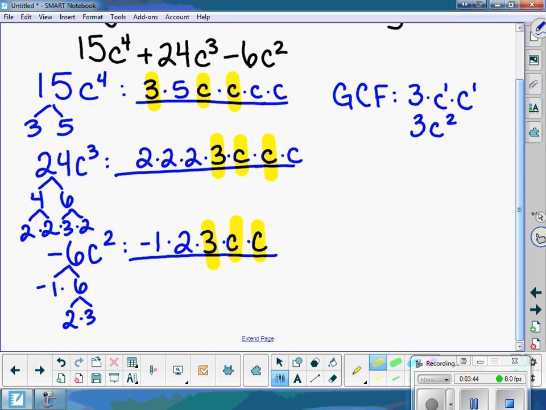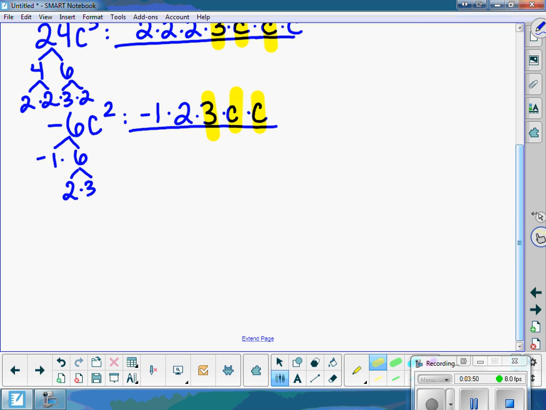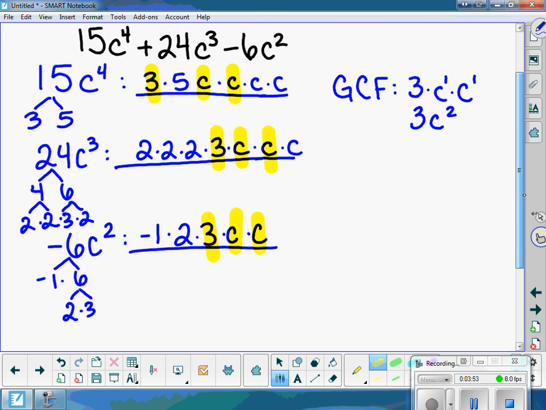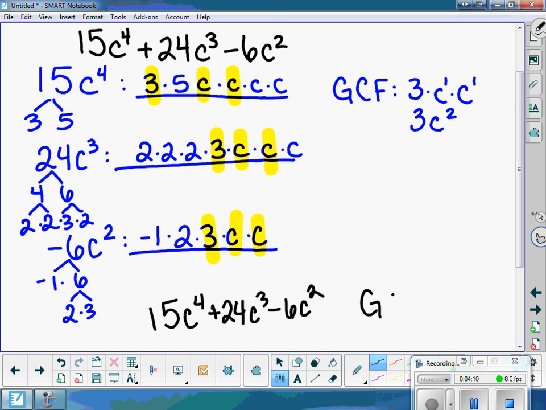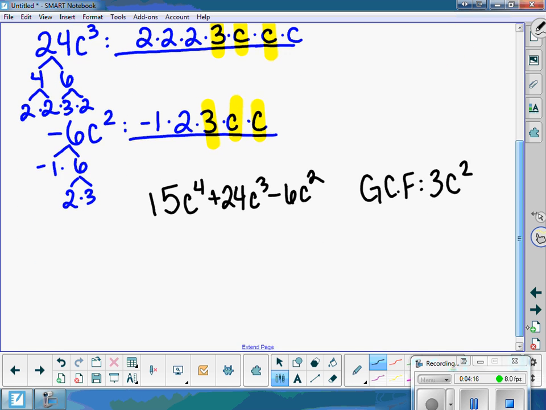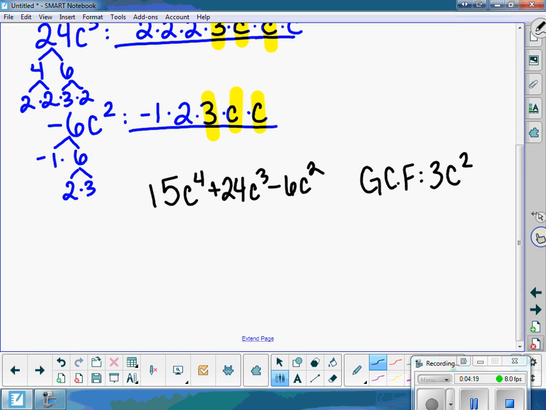Okay, we know the greatest common factor. So now we're going to take our original polynomial, and we're going to factor it. So let me write down the original polynomial. It was 15c to the fourth plus 24c to the third minus 6c squared, with a GCF, the greatest common factor, of 3c squared. So to factor it, let me write out factored form down here.